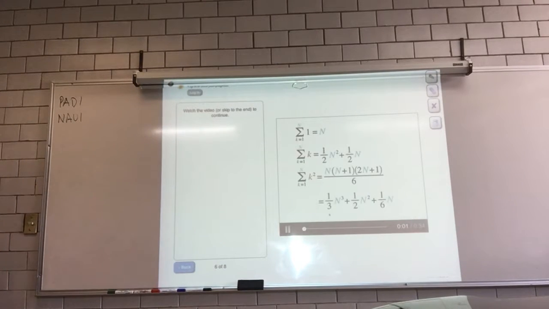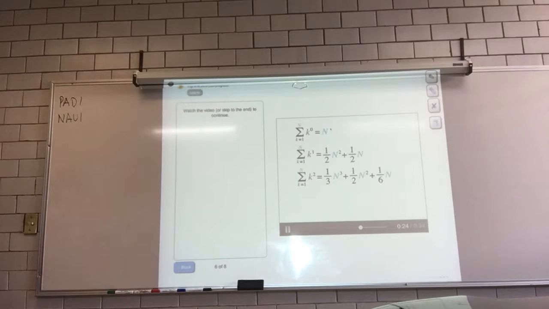Right. It's equal to 1/3 n cubed plus 1/2 n squared plus 1/6 n. At this point, let's just rewrite a few things. This k over here, we can rewrite as k to the first power. Great. And let's also rewrite this 1 up here as k to the 0th power, which we can do since any number to the 0th power is 1.